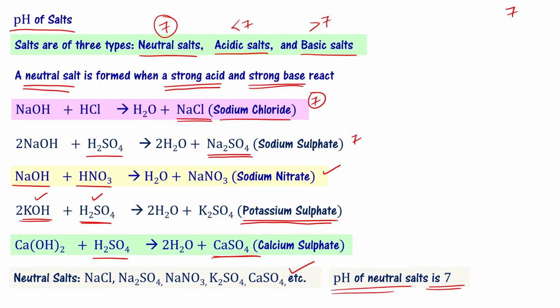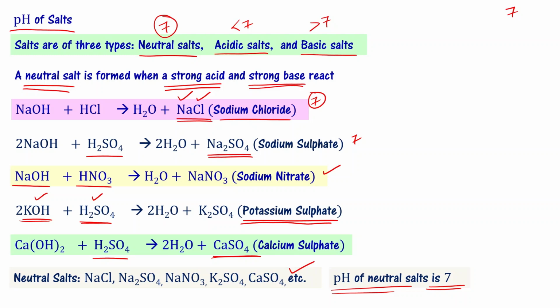When we are given a salt and asked what its pH would be, whether it is an acidic salt, neutral salt or basic salt, what you have to do is see what the positive ion is and what the negative ion is. Where is this positive ion coming from? Is it coming from a strong acid?